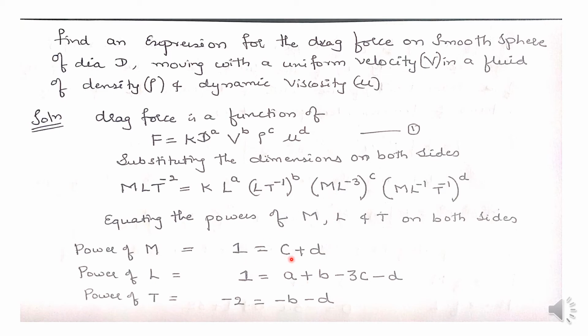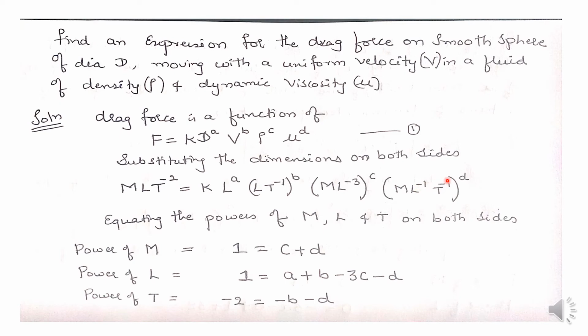Next, the power of L. On the LH side of the equation, the power of L is 1, so I have written 1. On the RH side, the power of L is a in this term. Here the power of L is b, so plus b. Here the power of L is c, but it is minus 3c. We have to add all the powers. The power of L here is d, that is minus d.